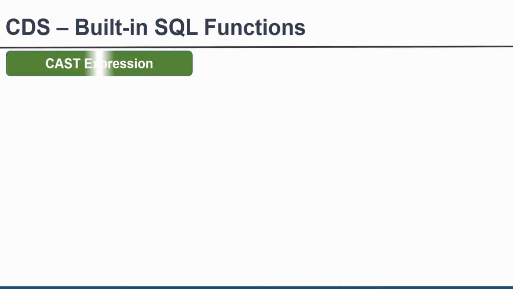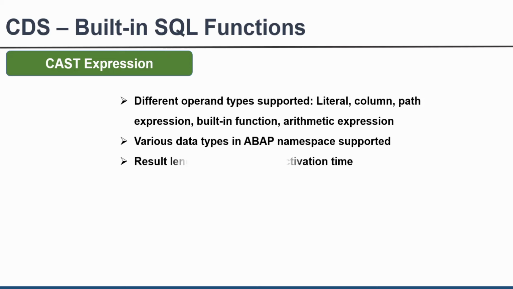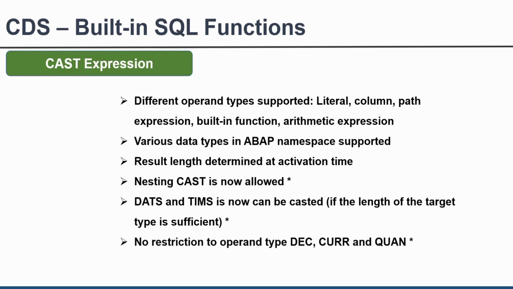Cast expression. It takes different operands, either a literal, column, or path expression, and a built-in function or arithmetic expression also. It supports various data types in the ABAP namespace. The result length is determined at activation time. Nesting is allowed. Date and time can be cast, and there is no restriction on operand type: decimal, currency, and quantity.